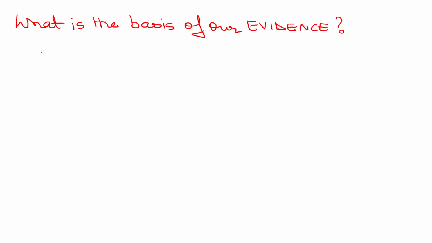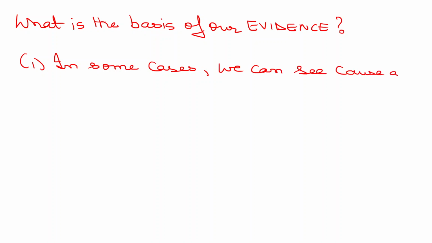The answer to this is, in some cases, we can see cause and effect directly. For instance, if you see a person being hit by a car and the person dying due to that accident, then you can attribute that person's death to that accident. Since you were there when that incident happened, you can establish a cause and effect relationship that the cause of the person's death was the accident. So in some cases we can see cause and effect directly.